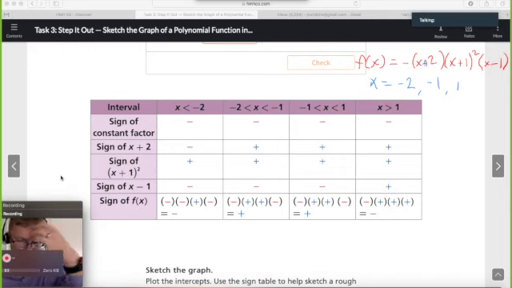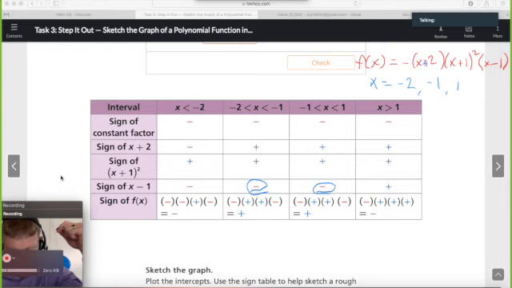So then sign of x minus 1. If x is less than negative 2, again, negative 3. So that's going to be negative. Negative 2 to negative 1. I don't know, negative 1.5. So negative 1.5 minus 1 is going to be negative. So that's where that one came from. Negative 1 to 1, we're going to use 0. 0 minus 1 is a negative number. And then anything greater than 1, if we plug into there, will in fact be positive.